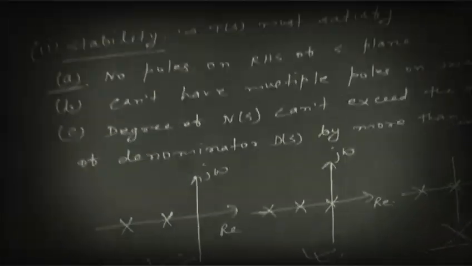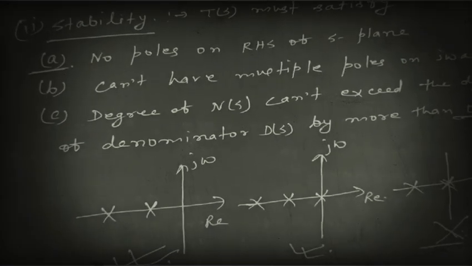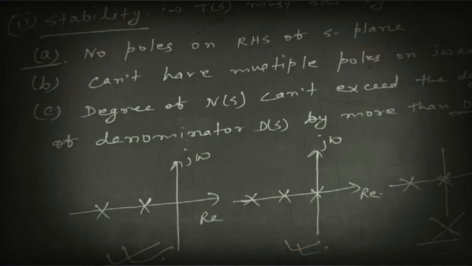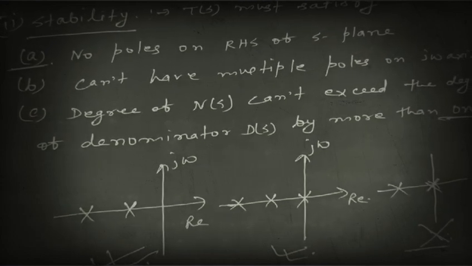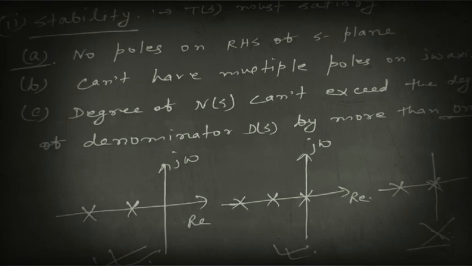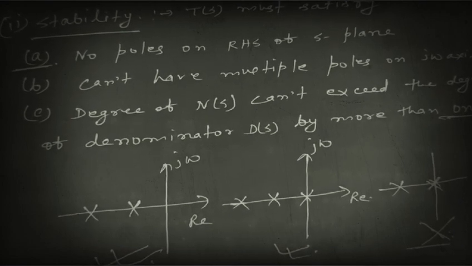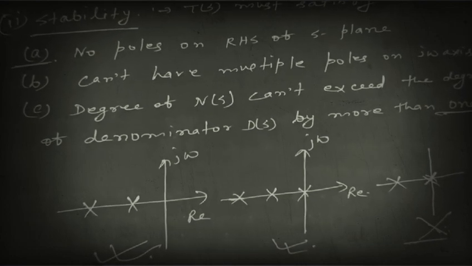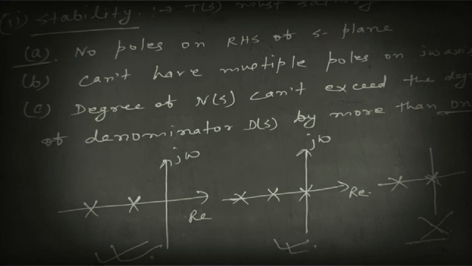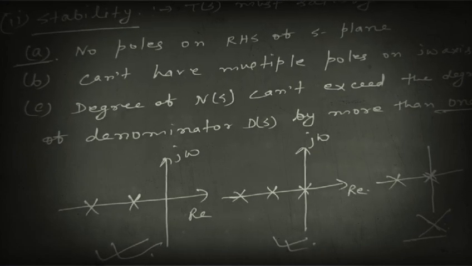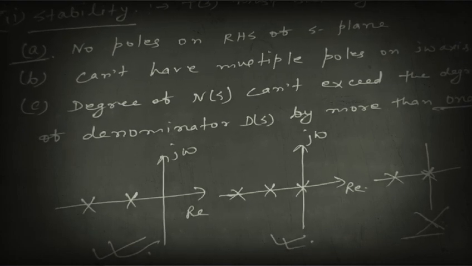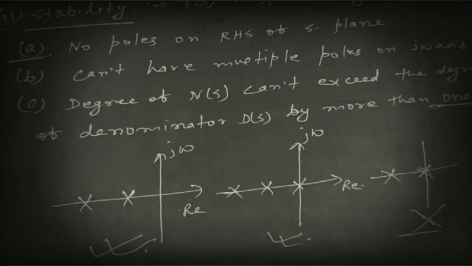Next is the important concept, that is the concept of stability. So what is the concept of stability? For stability, the network function must satisfy 3 conditions. First is no poles on the right hand side of the S plane. That means there should not be any poles on the right hand side of the S plane. The poles are basically from the denominator part. When we make the denominator of a function equal to 0, the roots of the denominator give the values of poles. So there should not be any poles on the right hand side of the S plane.